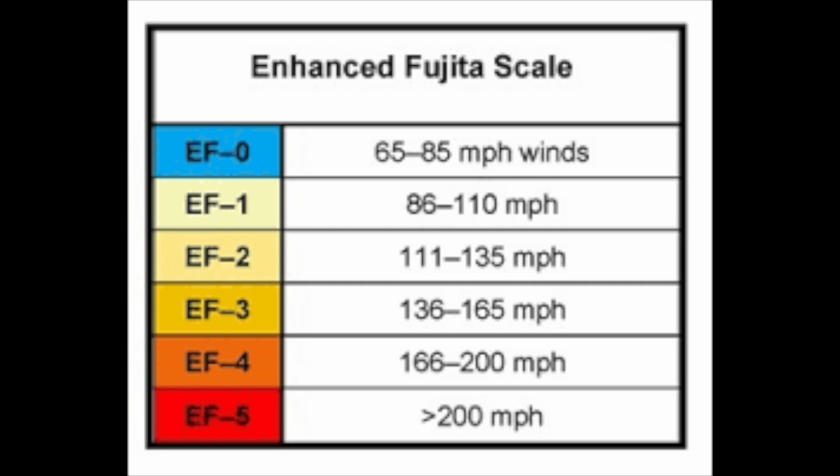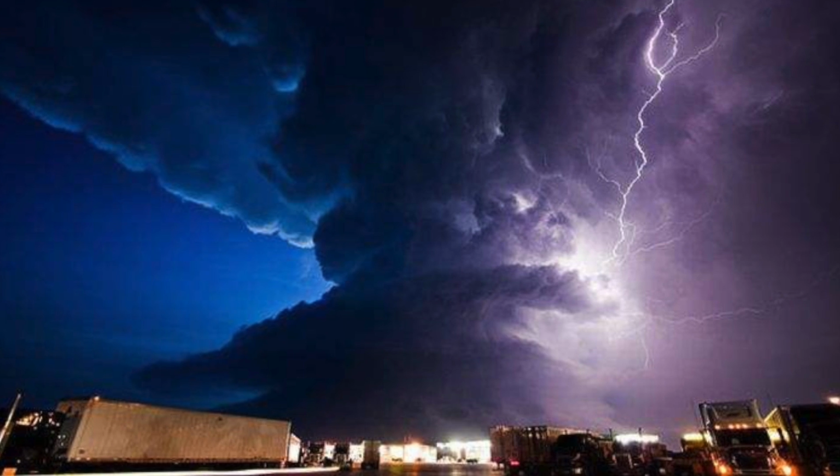You measure tornadoes with the Fujita scale. Tornadoes are leveled from F0 to F5, F5 being the most intense.